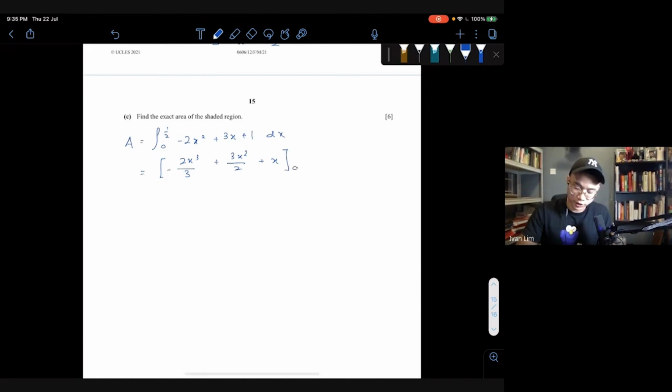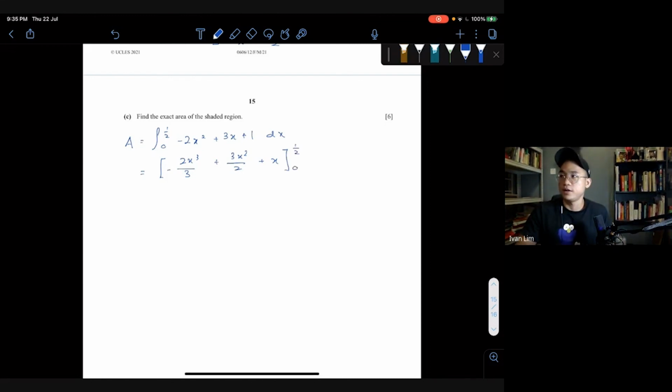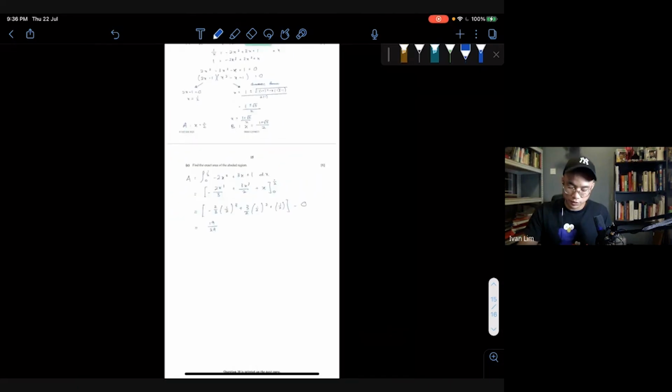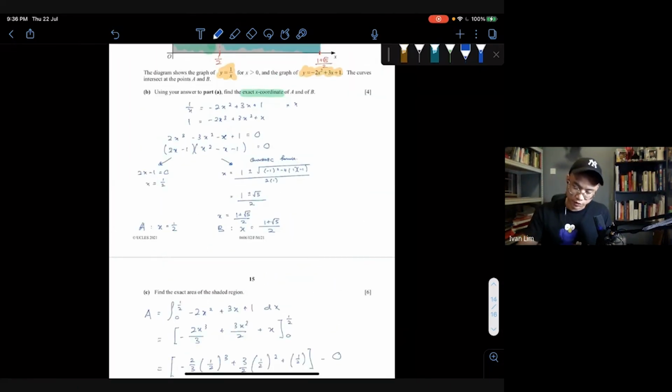Okay, I hope you all still remember how to integrate. This one straightforward. Okay, power rule. Okay, then sub in the half. Will be minus 2 over 3 half cube plus 3 over 2 half square plus half minus, okay, your x here all 0, so 0 lah. Key into calculator, 19 over 24. So this will be your area A, the green color. Okay, green color here.